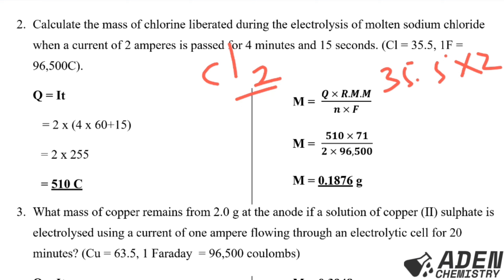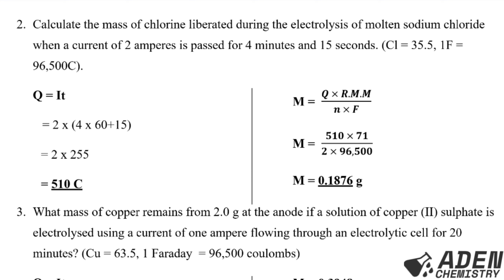So each chlorine atom has 35.5 as its RAM, then we multiply by 2 so that we get 71 as our RMM, relative molecular mass of chlorine, divided by N. So what is our N? That's the number of Faradays.